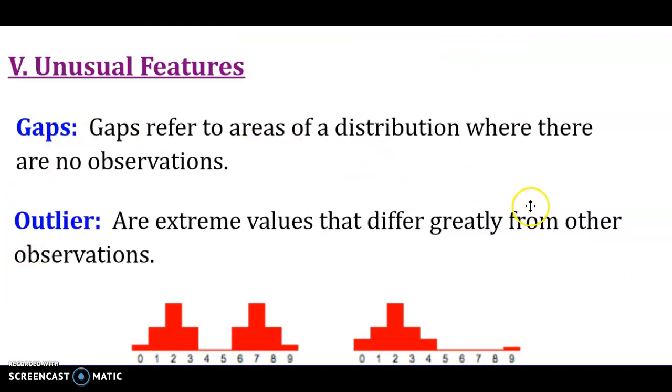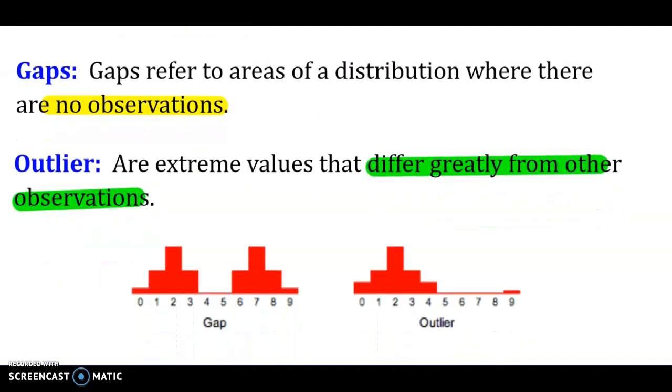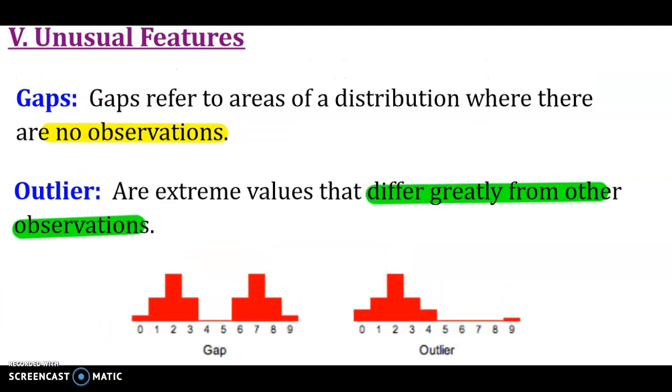Next up, we talk about the unusual features. Now, your gaps are going to be referring to where there are no observations. And your outliers we talked about yesterday, where they differ greatly from the other observations. So let's take a look at what a graph would look like with a gap. So everybody here, and then we've got nobody in the middle, and then a bunch of people here. Well, there's a gap in here. Nobody's there. Here, we've got most of the people down in this level, and then you've got this one outlier that's performed way higher than everybody else. That's your situation for your unusual features.